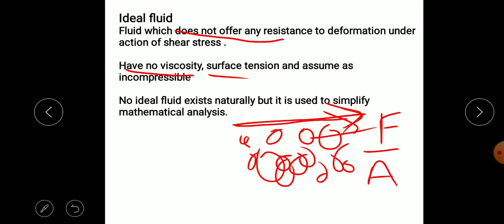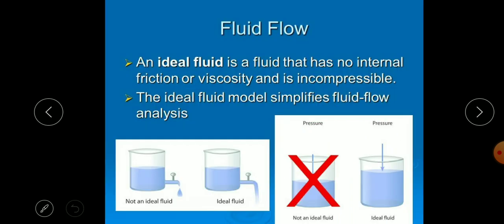Incompressible means, consider air, which can be compressed: the volume is reduced, and in a compressor air is compressed. But here, for the ideal fluid, we are assuming that it cannot be compressed. So we can see here that an ideal fluid has no internal friction or viscosity.